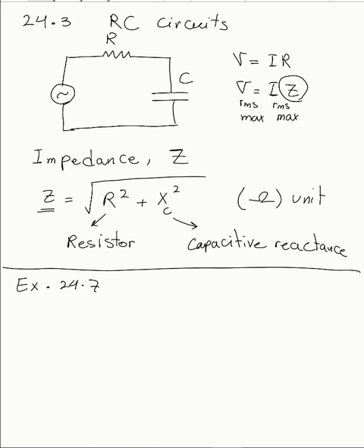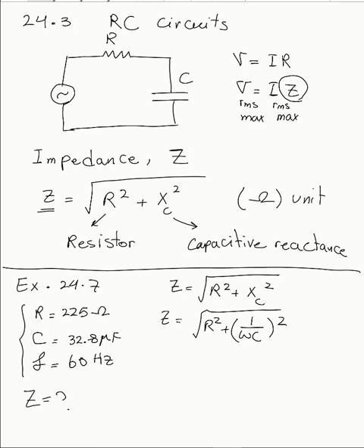Now let's take a look at exercise 24-7. It says a given RC circuit has R equals 225 ohms, C equals 32.8 microfarad, and f equals 60 hertz. What is the impedance of this? So I'm writing the knowns of the problem and I'm looking for Z. It's useful here to first break X_C to its equation, which was 1 over omega C. So I can write the impedance to be the square root of R squared plus (1 over omega C) squared.